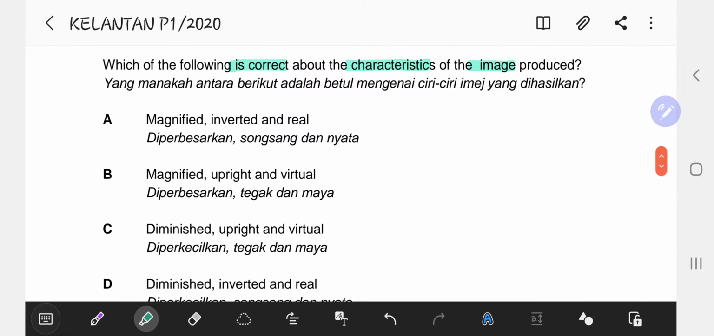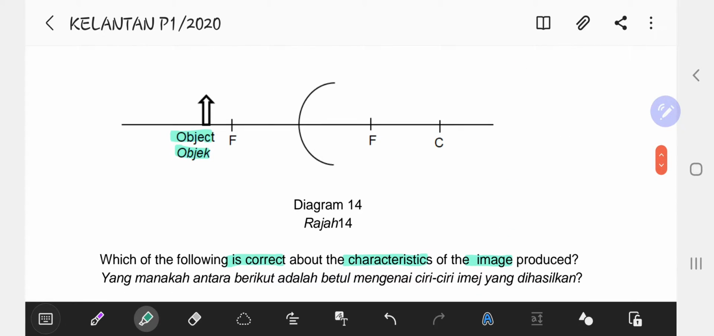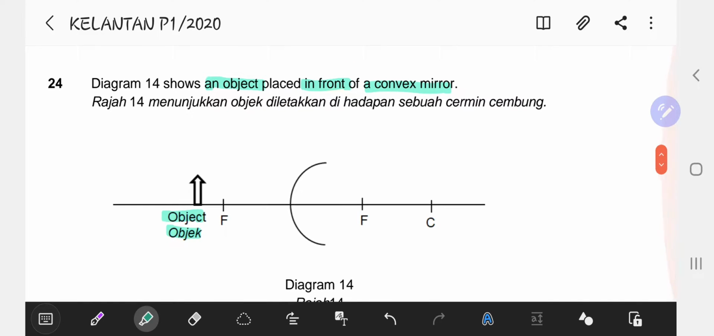So look at the answers. They have 4 answers. Which one is the best answer? A, magnified, inverted, real. B, magnified, upright, virtual. C, diminished, upright, virtual. D, diminished, inverted, real. Now, this will be quite easy if you can memorize it.